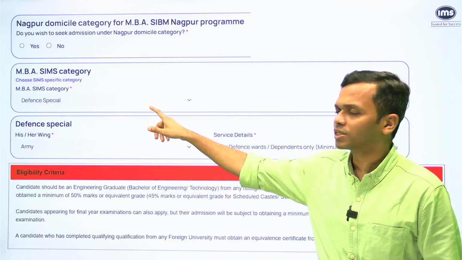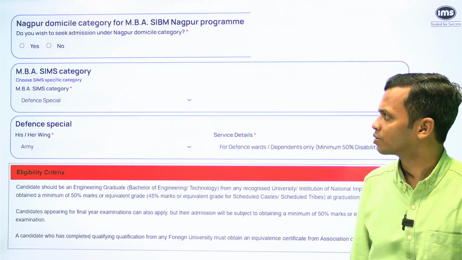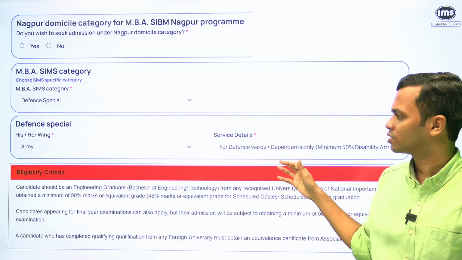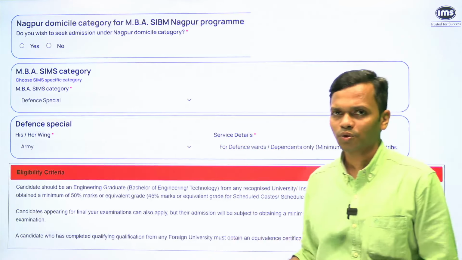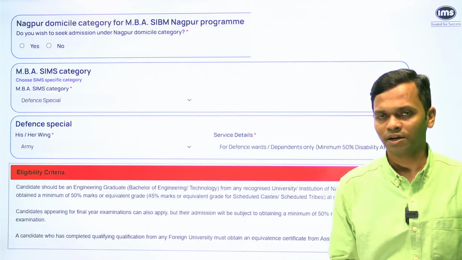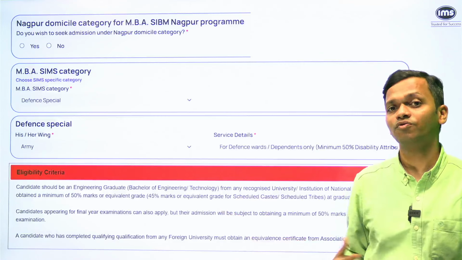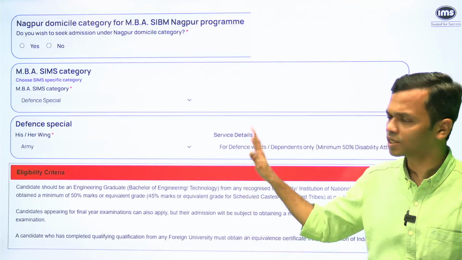Now, the MBA SMS category, as I said, is for defense personnel, so you can select that. The follow-up question is his or her wing or service details. So depending on which program you're applying to, there could be some mandatory requirements, there could be some optional requirements. You have to see whether you fit into that or not. Okay, so just read through it.